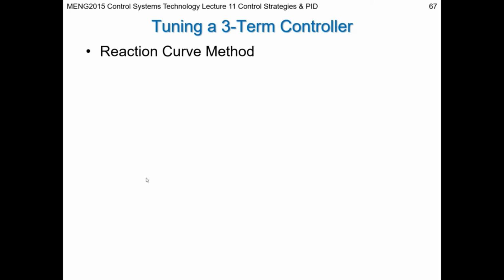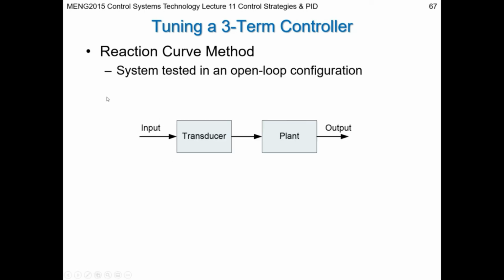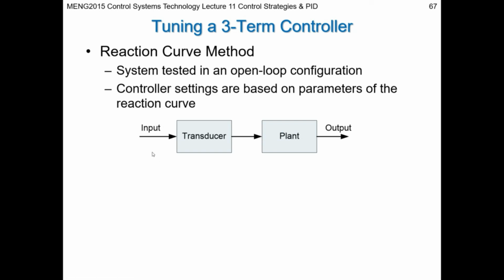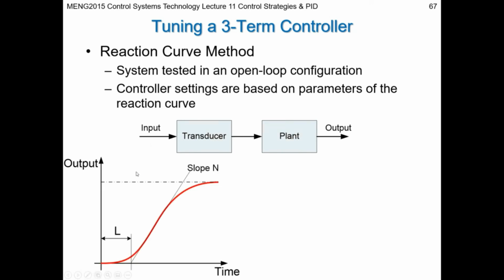Let's look now at the other Ziegler-Nichols approach, the reaction curve method. This time, instead of putting the system in a closed loop configuration, we're using it in an open loop configuration. And in this one, we're applying a step input, measuring the output. And the controller settings are based on parameters of the reaction curve, the output response to this step input. So this is our input here of a certain value, and the red line shows us the output response. And this again is open loop, no feedback.